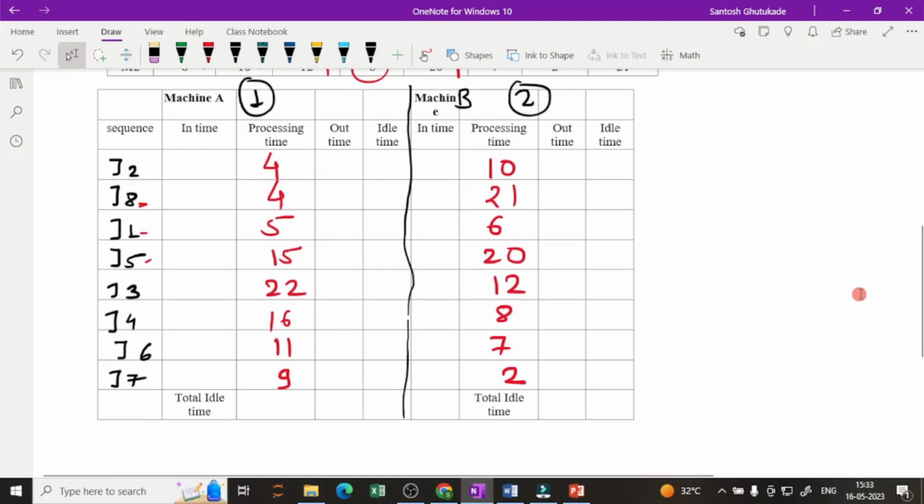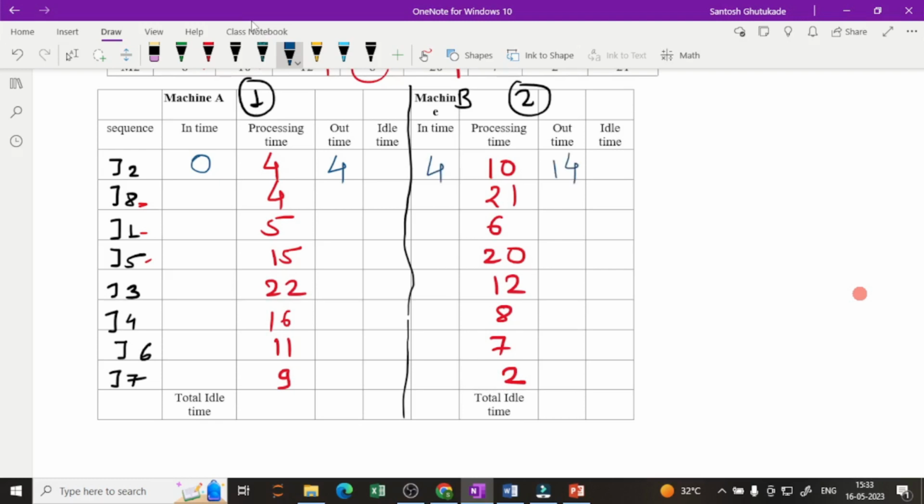Okay, so here we are starting with the operation. So we will start with the operation when the in time for job number 2 is 0. That means it is the first time we are taking the job on the operation. So it will start at 0, then 4 is the processing time, so the out time will be 4. Similarly, after 4 minutes it will go to machine number B. So 4 plus 10, that will be 14.